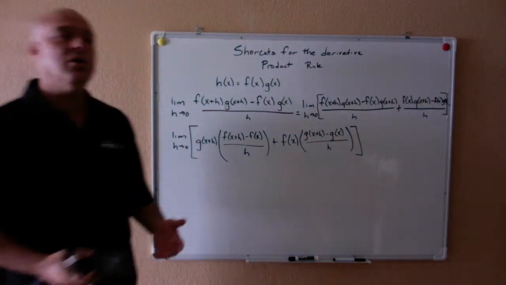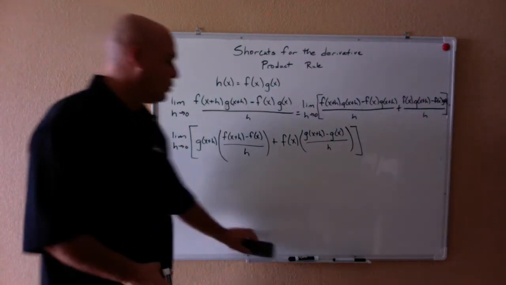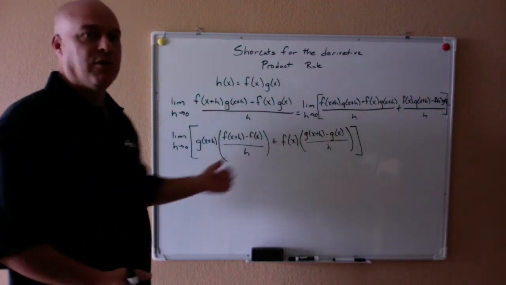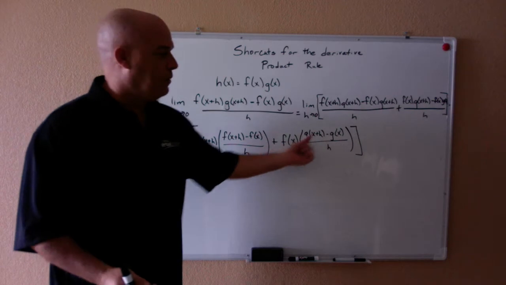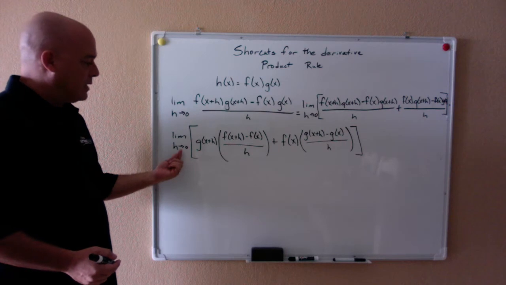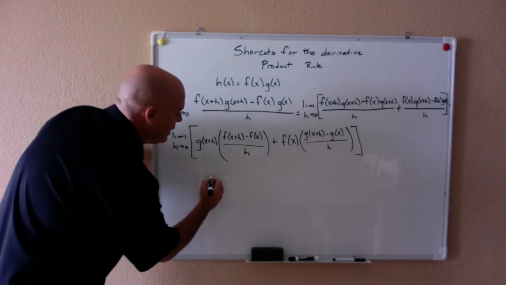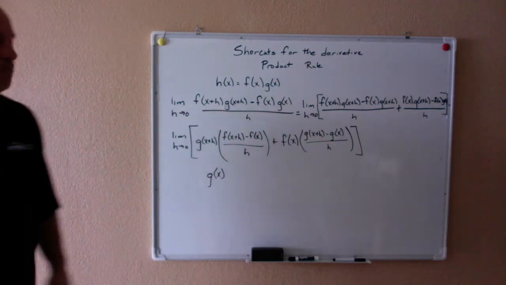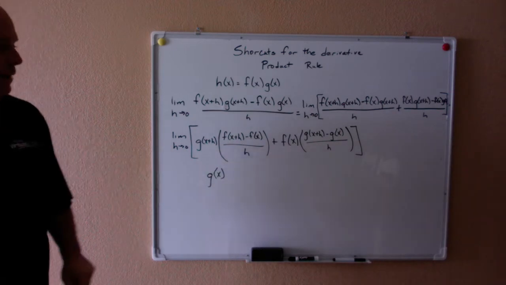Now, here's where our properties for limits come into play. If you remember, back in some earlier videos we talked about the fact that the product of a limit was the limit of the product, and the sum of a limit was the limit of the sum. So this limit can actually be applied to each one of these things individually. So let's do that. If I take the limit as h goes to 0 of g of x plus h, that's going to get me g of x. In other words, if I plug in 0 for h, that's going to get me g of x.